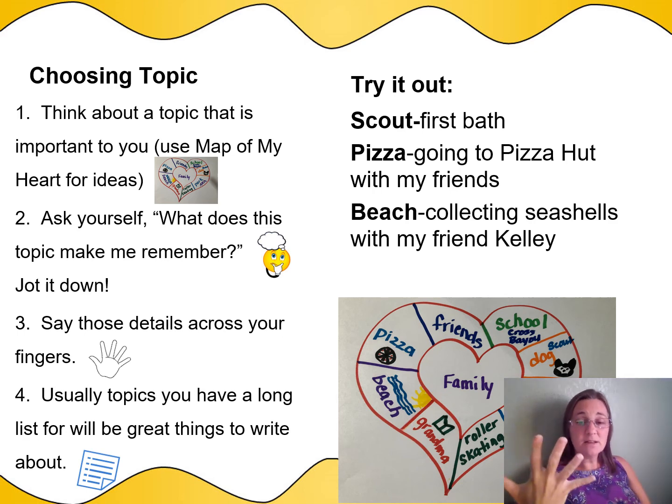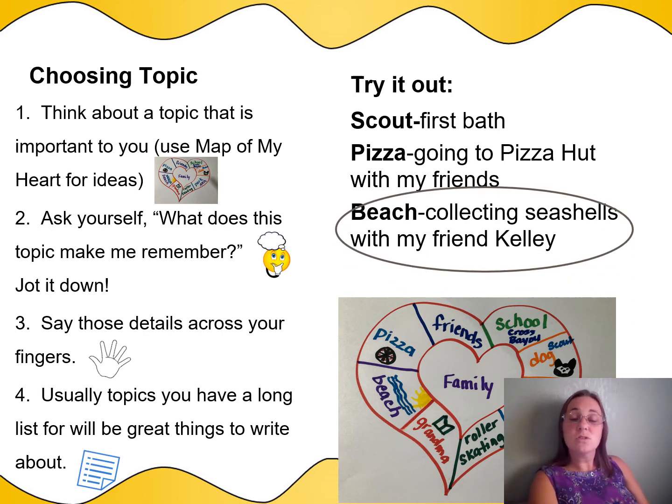Now I'm ready to take a look at my list and pick out the story that I want. I have 3 ideas here. I want to pick the story that I have the most details for because that's the one that's going to make the best story. I decided to circle and choose the story about the beach because I had the most details about that story.